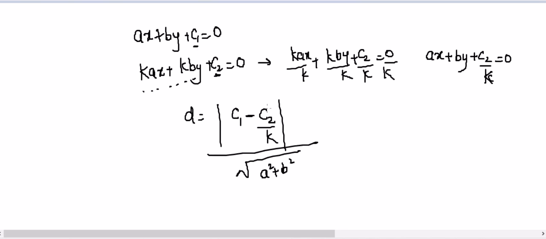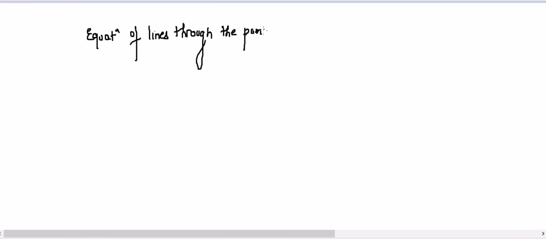Moving on to the next subtopic, calculating the equation of a line which is passing through the point of intersection of two given lines. Okay, so I'm writing down the heading. We need to calculate the equation of a line through the point of intersection of two given lines.